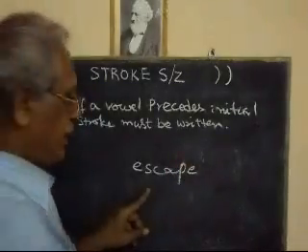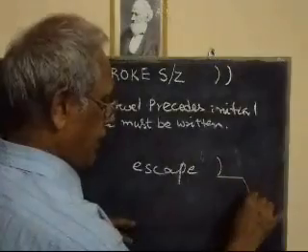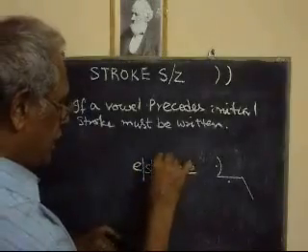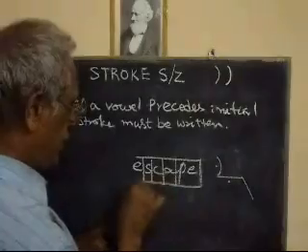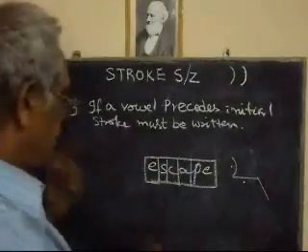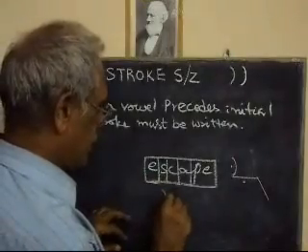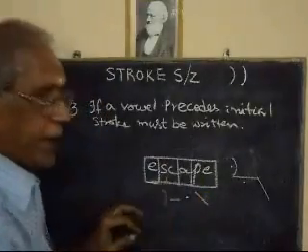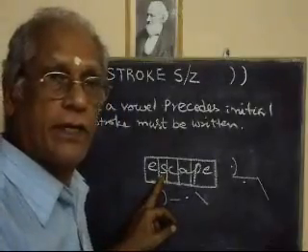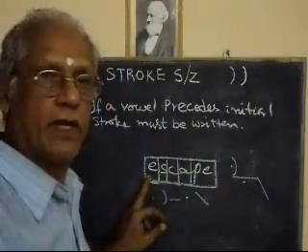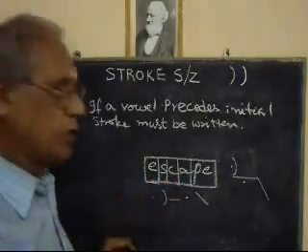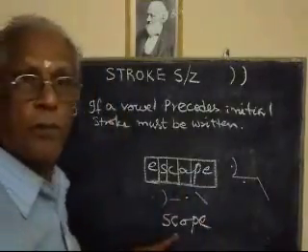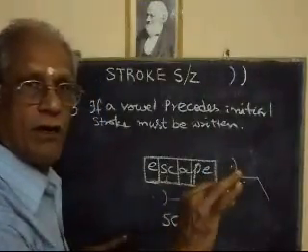Escape. Here, escape. That means this is the phonetic structure: S, K, A, P. Here the initial consonant sound is S, and before that there is a vowel. Therefore, this should be written with the stroke. For example, scope. Before S, there is no vowel.